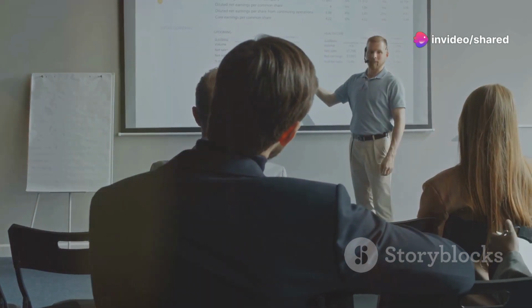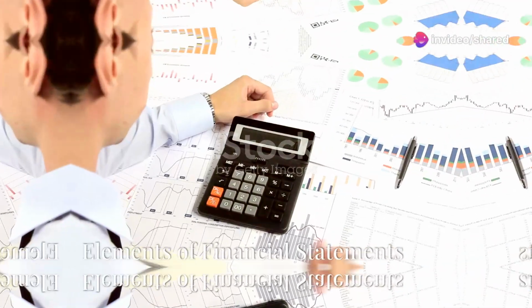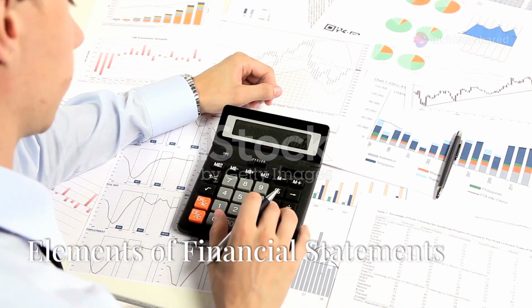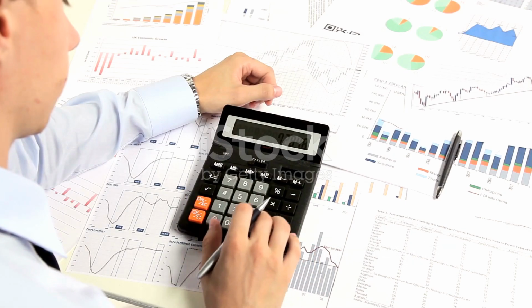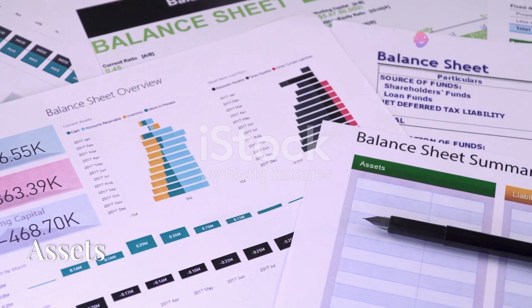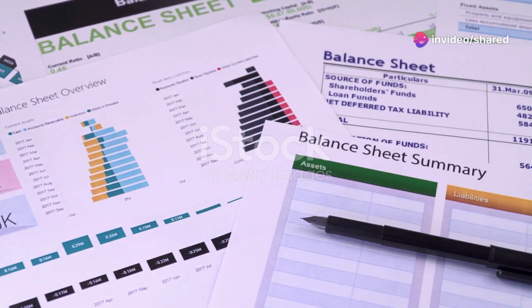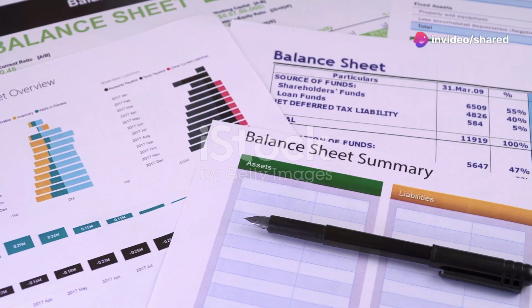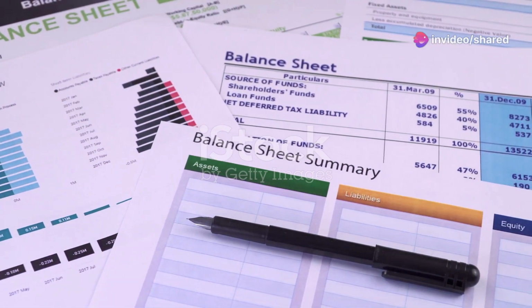Section 1. Elements of financial statements. Let's break down the key elements of financial statements. Assets are resources controlled by the entity as a result of past events and from which future economic benefits are expected to flow.